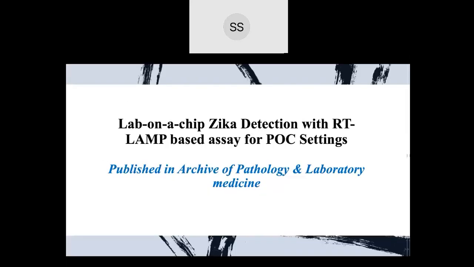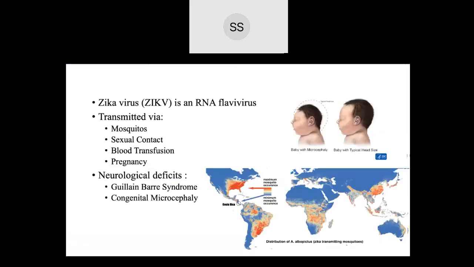Talking about my first project, it has been published in Archives of Pathology and Laboratory Medicine: Lab on a Chip Zika Detection, an RT-LAMP based assay for point of care settings. A little background about Zika: Zika virus is an RNA flavivirus, which is mainly transmitted by mosquitoes. However, other transmission modes could be blood transfusion, pregnancy, where if a mother has confirmed Zika, then the fetus can get it, and sexual contact.